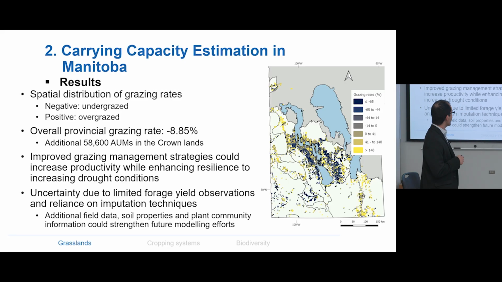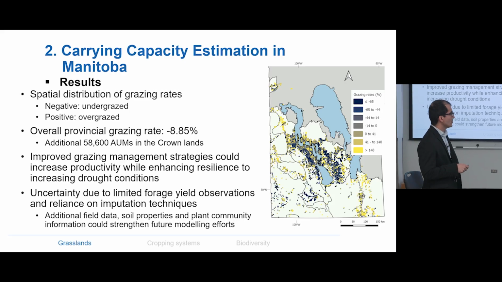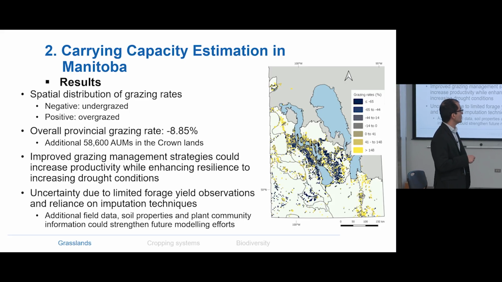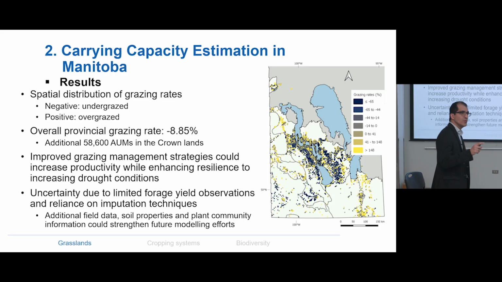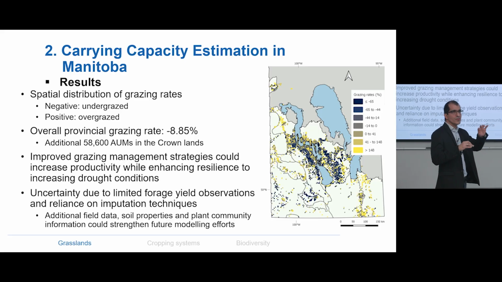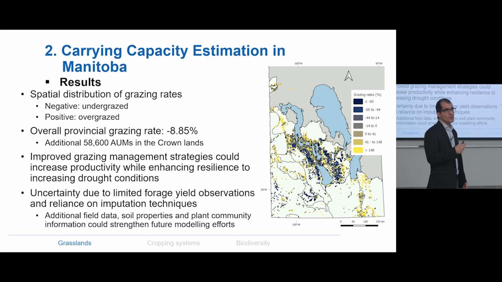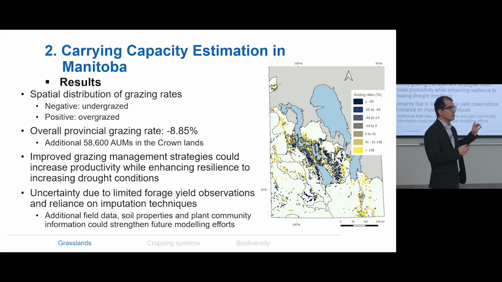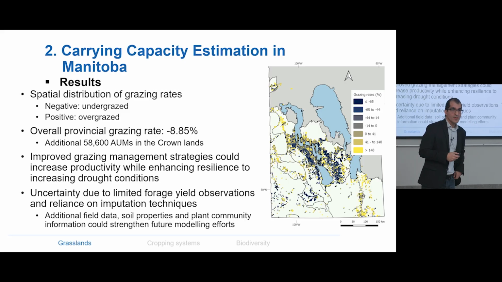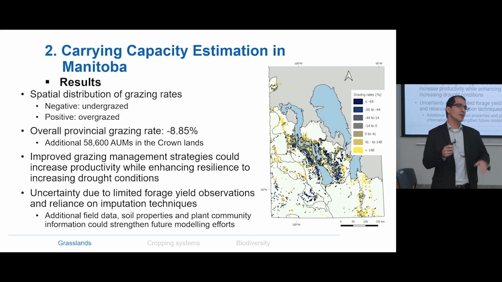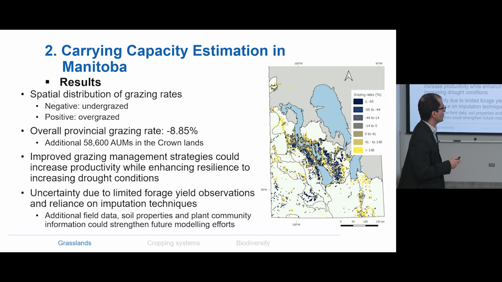One thing to keep in mind here, though, is the uncertainty of this, because all this distribution was based on a few data points, 13 data points across the province. So we need to do a better job at collecting data here to be able to improve those estimates. But this is a good beginning to give you the pointers to which direction to follow.